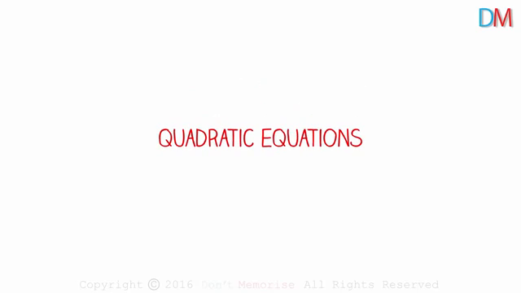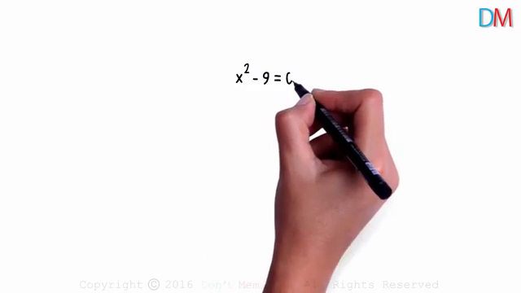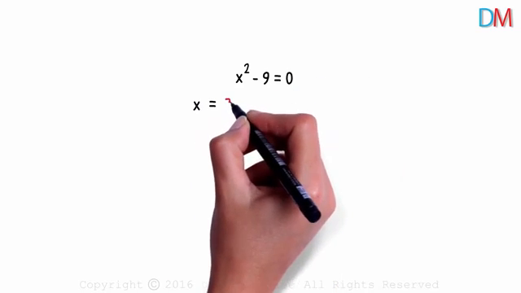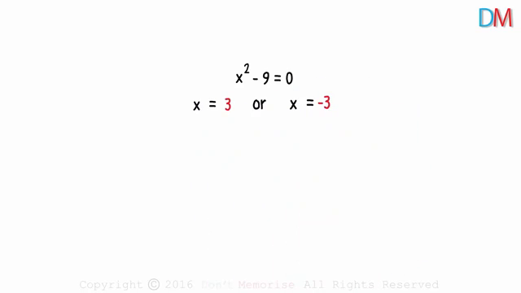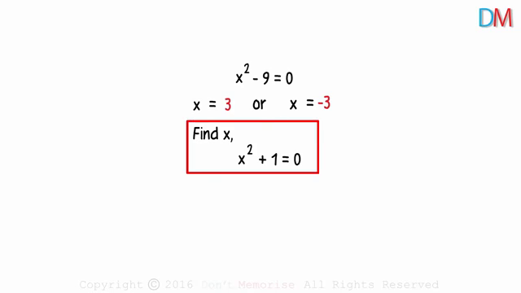Don't worry. So we've studied quadratic equations in middle school. We know that if x squared minus 9 is equal to 0, x is either equal to 3 or negative 3. Now try to find a solution to x squared plus 1 equal to 0. Not sure? Or do you think there's no solution to this one?